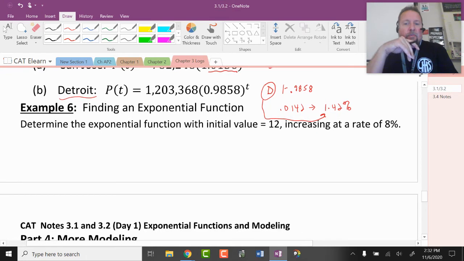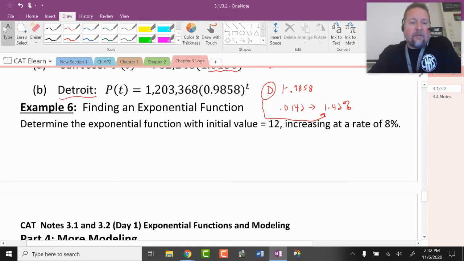Okay, so determining exponential functions with given values, then we could do a half-life question and then another one about doubling. Determine the exponential function with the initial value of 12, increasing at a rate of 8%.